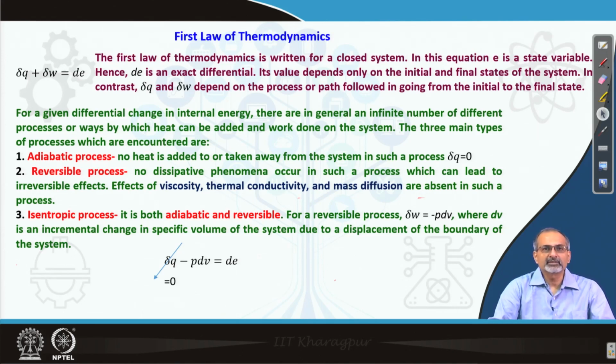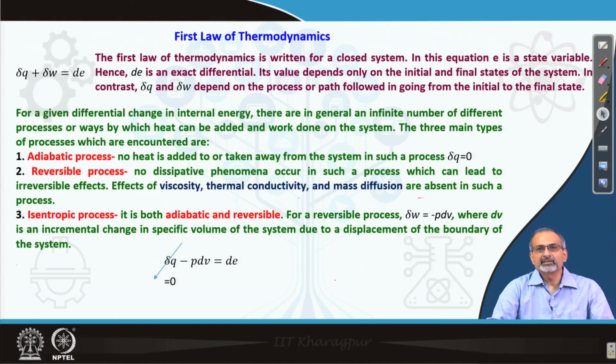A reversible process, where no dissipative phenomena occur in the process, which can lead to irreversible effects. Effects of viscosity, thermal conductivity and mass diffusion are absent in such a process. Therefore, we do not talk about momentum transfer or heat transfer or mass transfer under finite gradients there. Isentropic process, it is both adiabatic and reversible.